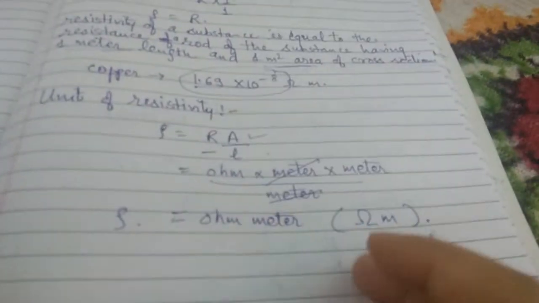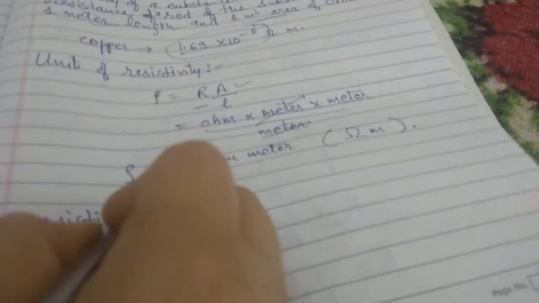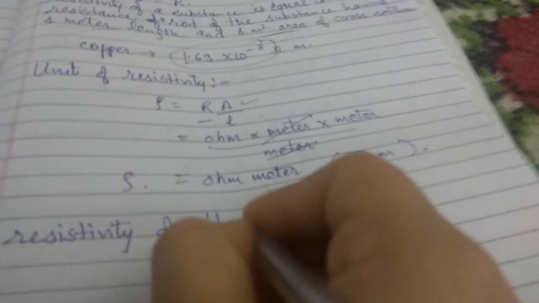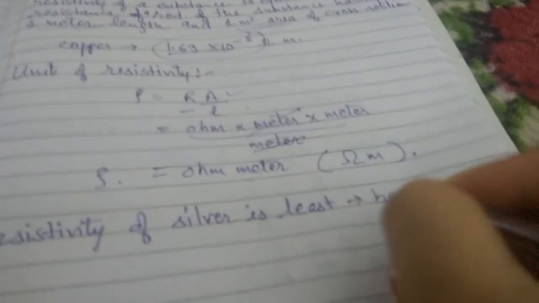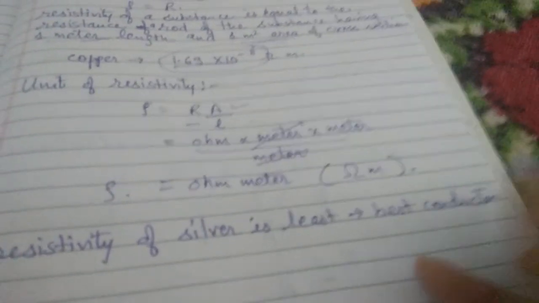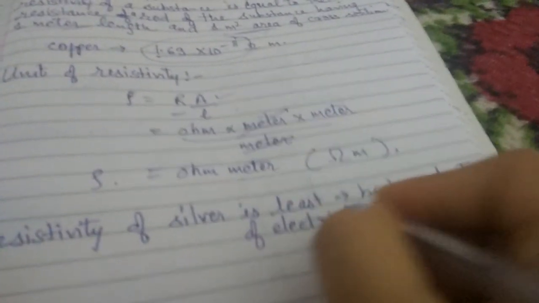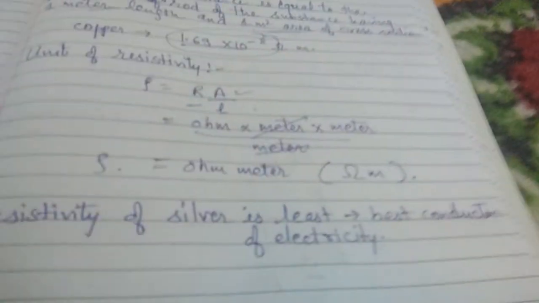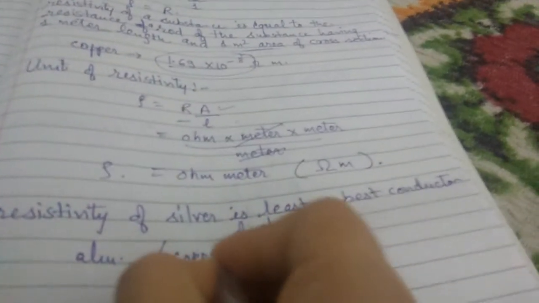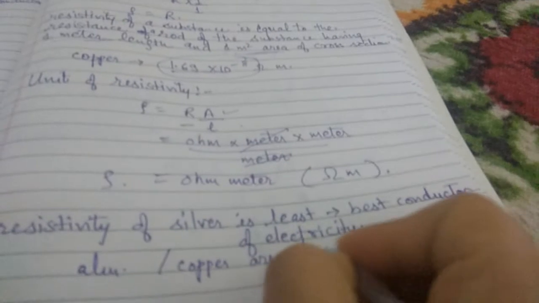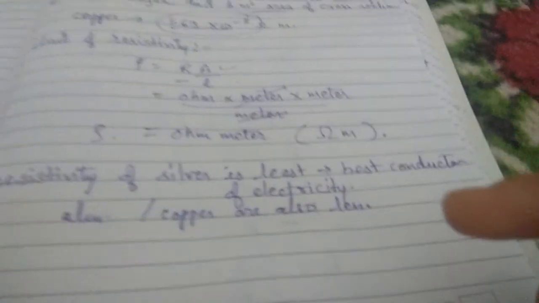Okay, now some facts about resistivity. Resistivity of silver is least, means it is the best conductor of electricity because it provides least resistance to the electric current passing through it. Resistivity of aluminium and copper are also less, so they are also good conductors of electricity, that's why they are used as electric wires.